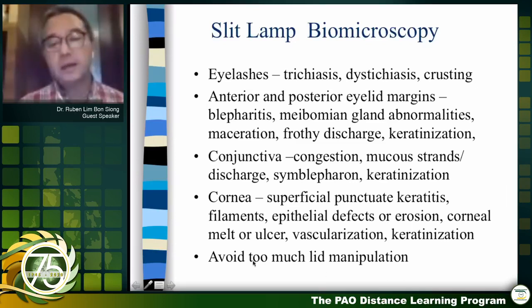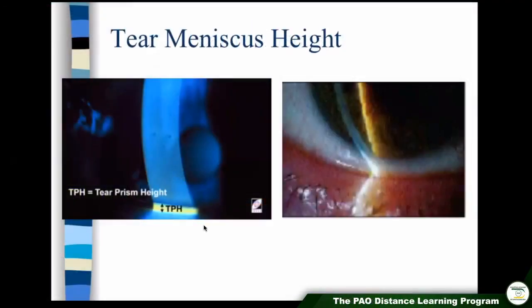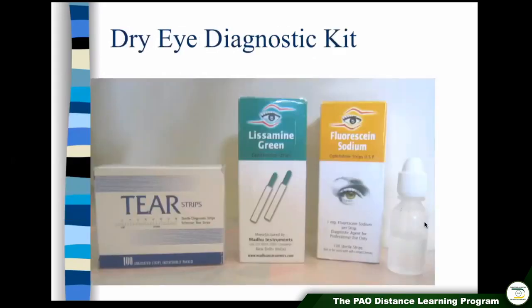So again, the caveat: avoid too much lid manipulation when doing slit lamp, because that will alter your tear breakup time. So you look for your tear meniscus height, or tear prism height. They're the same thing, with the slit lamp. Usually 0.5 and above will be normal. 0.3 and below will really be frank aqueous deficiency dry eye.